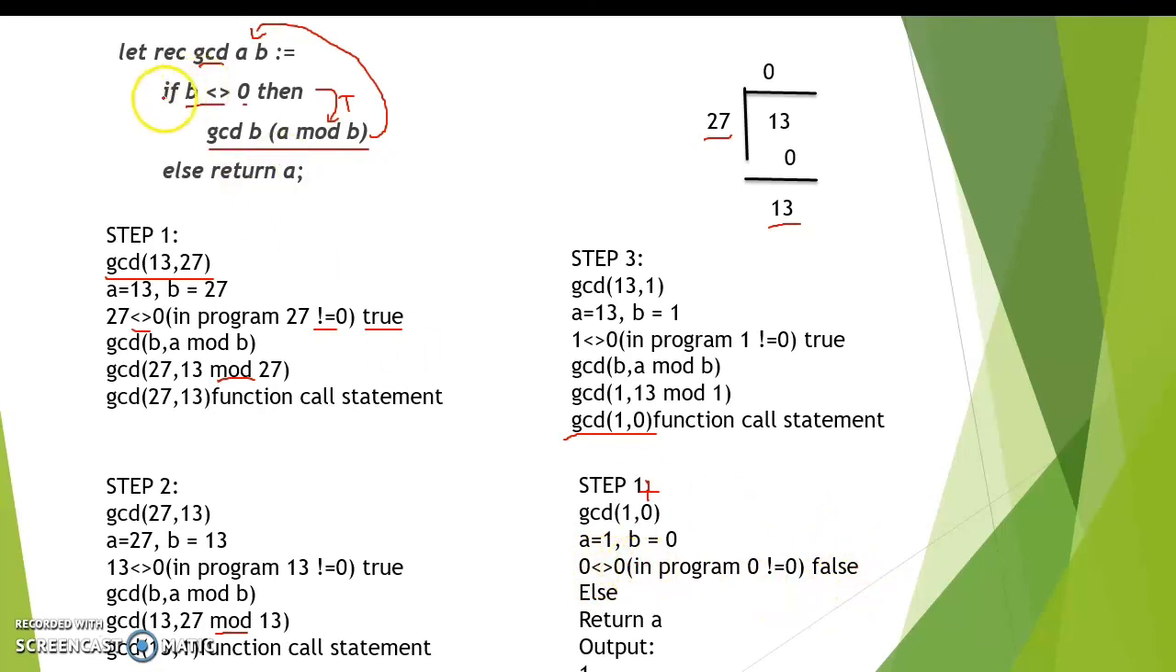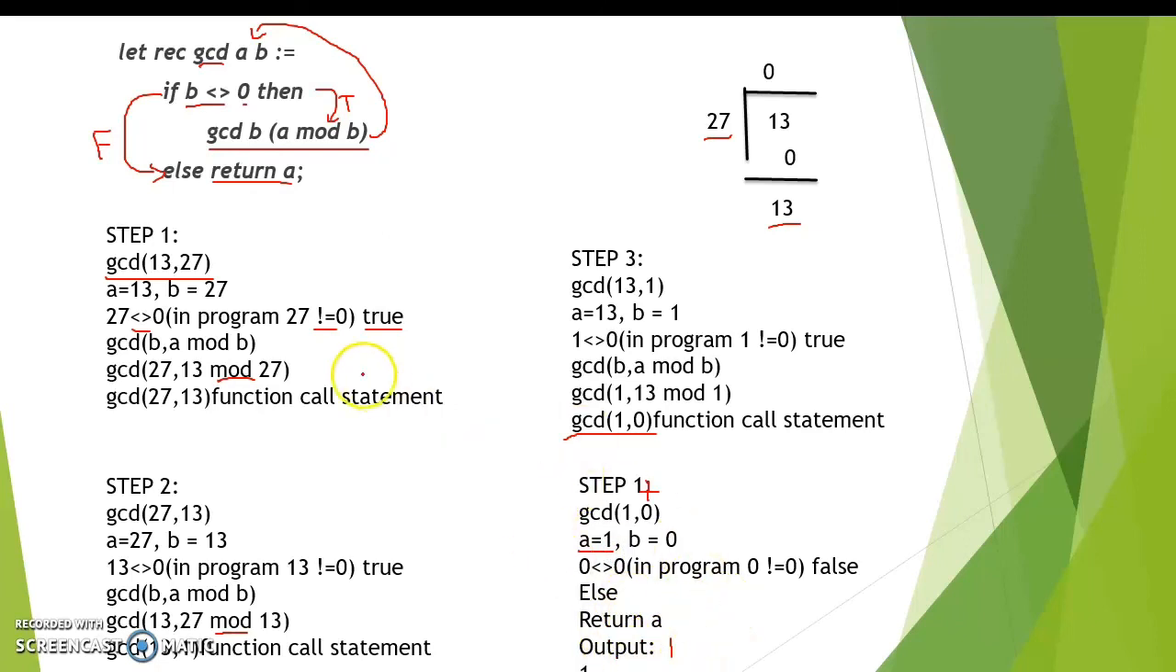Once the condition is false, the control transfers to the else block. When the condition is true, the GCD statements are repeated again and again. When the condition is false, control automatically transfers to the else block. Now in the else block, what statement is given? Return A. It returns the value of A. What is the value of A stored in this step? The value of A is 1. So we get the output 1. Is it clear? It returns A, and we get the output 1.